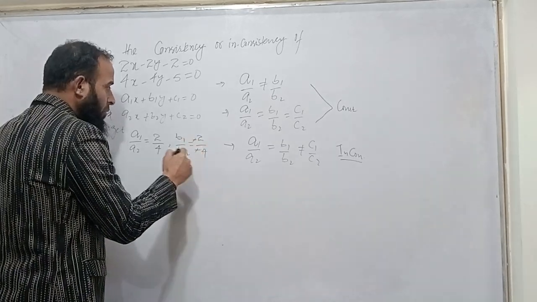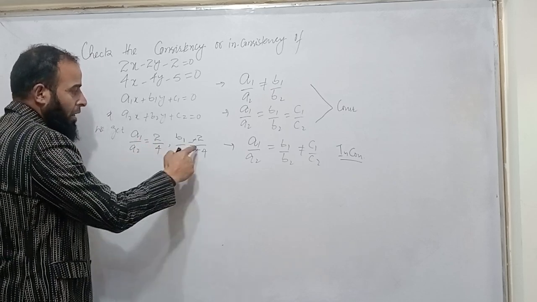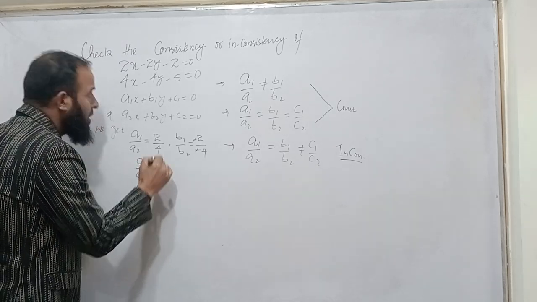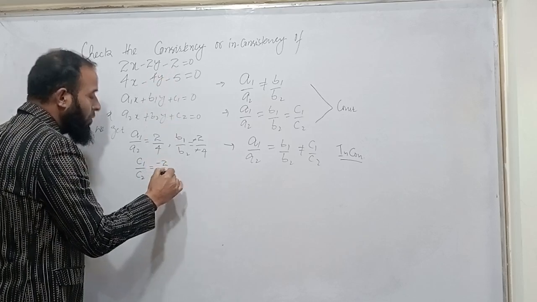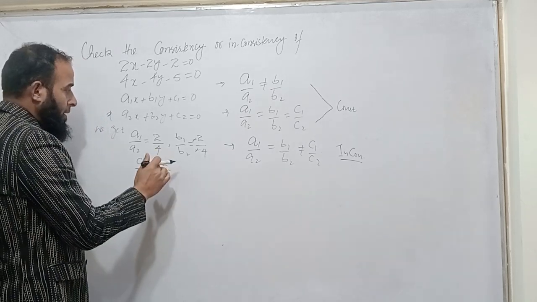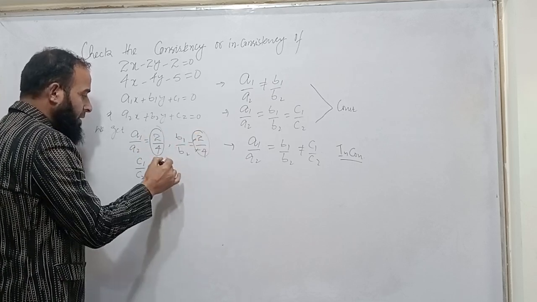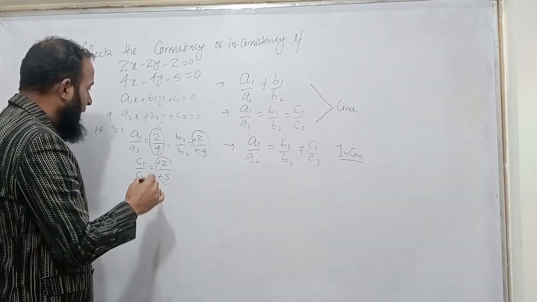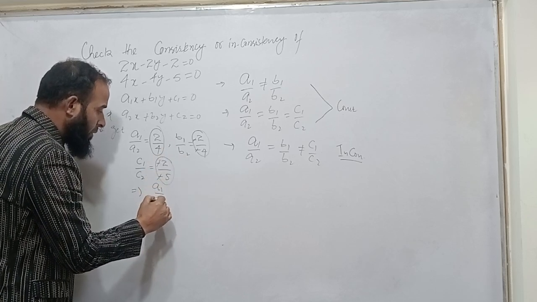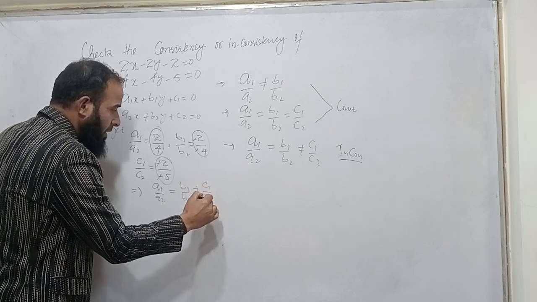So this and this will cancel, and now we see that a1 by a2 and b1 by b2 both are equal. Now let's check c1 by c2. c1 is minus 2. What is c2? It is minus 5. This and this will cancel. So this is a1 over a2, this is b1 over b2, and this is c1 over c2. From these three ratios we get a1 over a2 is equal to b1 by b2 is not equal to c1 by c2.